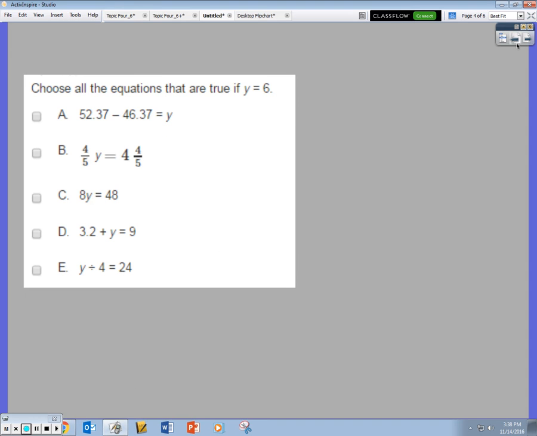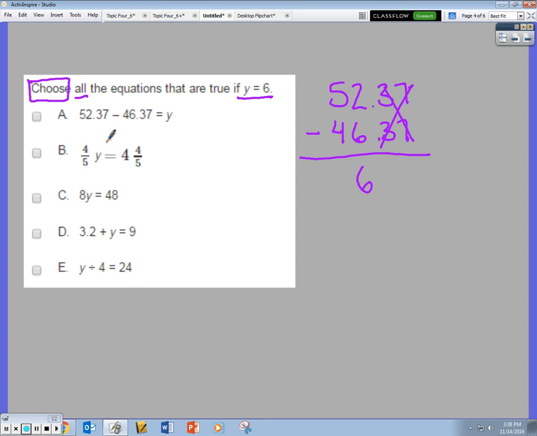All right, now choose all the equations that are true when y is equal to 6. All right, a lot of math to do here. So the first one says 52 and 3/700ths minus 46 and 3/700ths. Now really, these just cancel out. So really I just have, what is 52 minus 46? Well, that equals 6. So A does work, because if I substitute 6 in there, that makes that equation true.